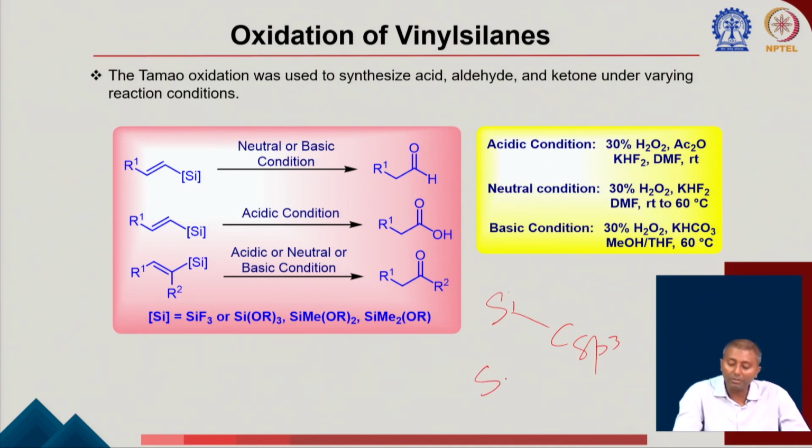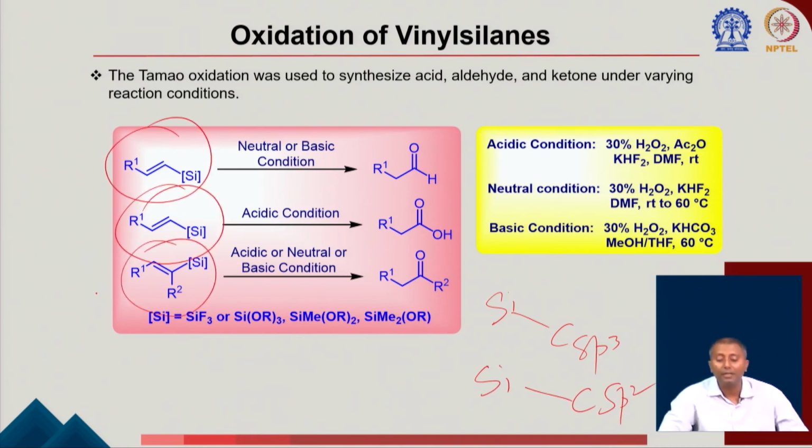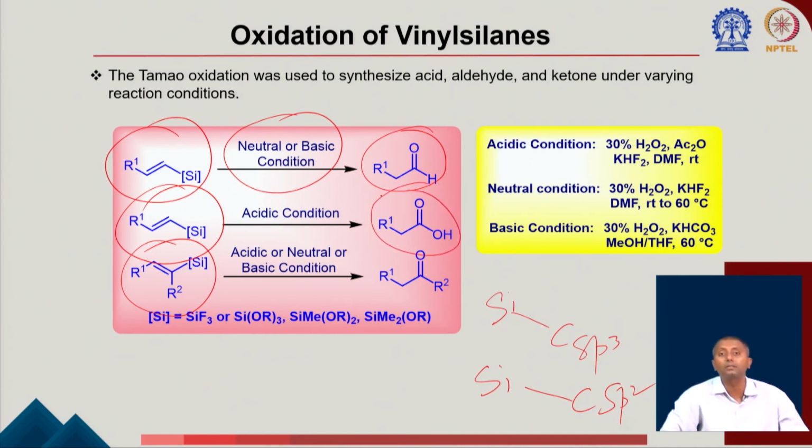Now we are talking about silicon attached to a carbon which is sp2. That means we are talking about vinyl silane. If you have a vinyl silane under neutral or basic condition, you end up with an enol, which can be converted to the corresponding aldehyde. But under acidic condition it will not stop there; it is going to continue oxidizing to the corresponding carboxylic acid.